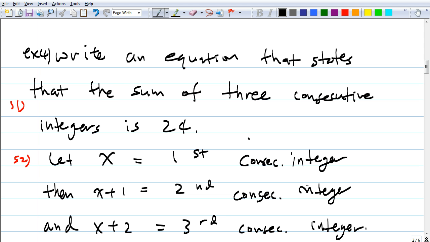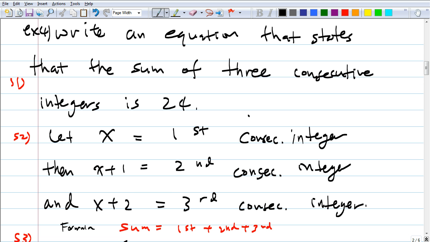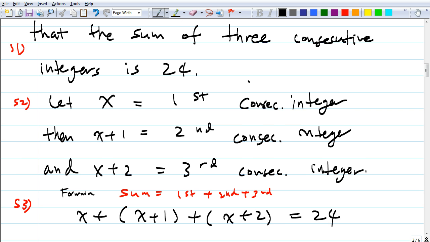So what formula do we use to find the sum of a number? Yeah, basically you add the first number plus second number plus third number, that gives you the sum. Is that too simple? So how many people see that this is the equation that we need? You add the first number, right? Plus the second number plus the third number gives you 24. Do you guys get that? Any question?